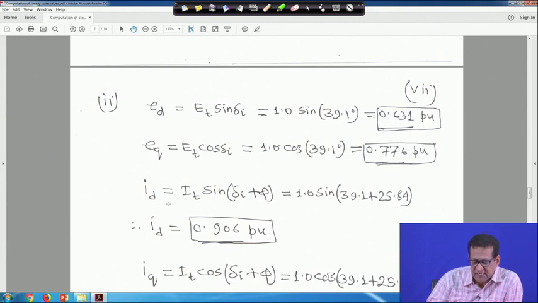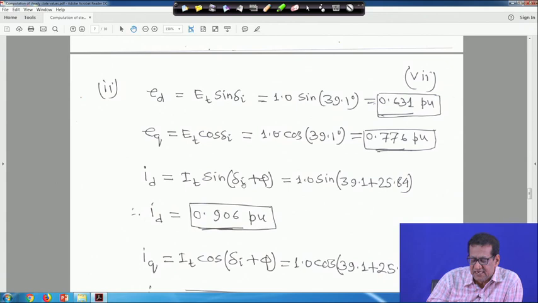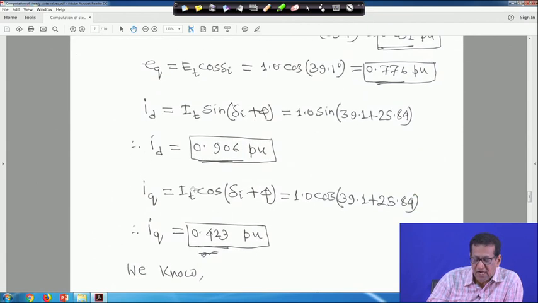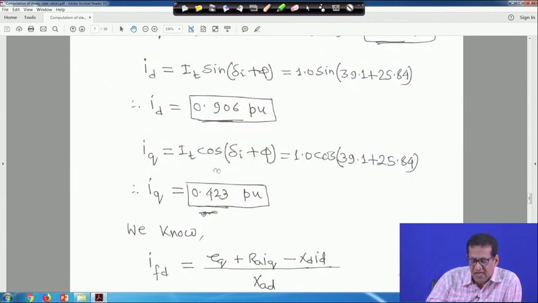And ID is equal to, we know, IT sin of delta I plus phi. So, IT is 1 per unit, delta is 39.1 degree and phi is equal to 25.84 degree. So, if you compute, ID is 0.906 per unit, right. Similarly, IQ is equal to IT cos of delta I plus phi, that is 1, because IT is 1, cos of 39.1 plus 25.84, they are degrees. So, IQ will be 0.423 per unit, right.